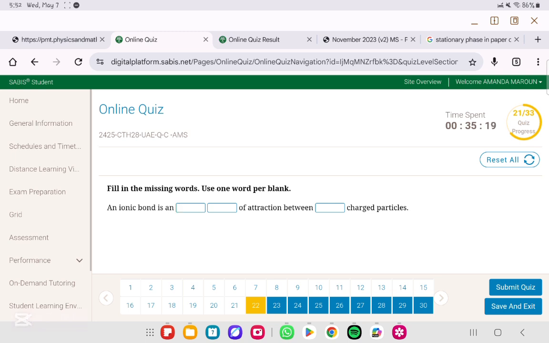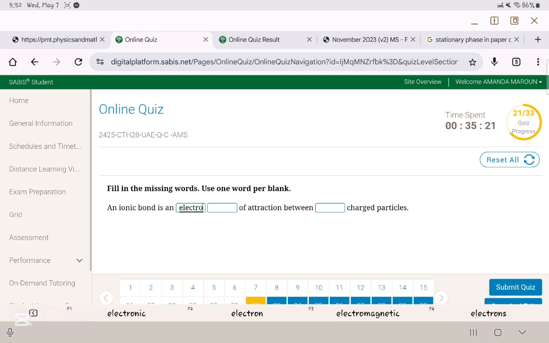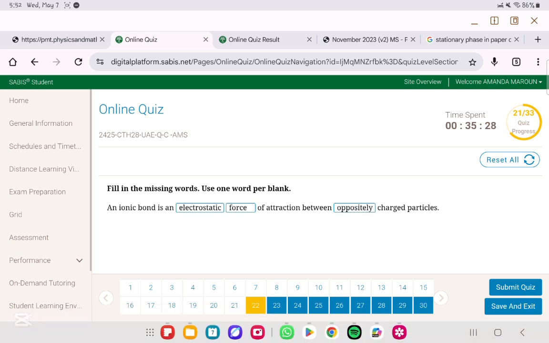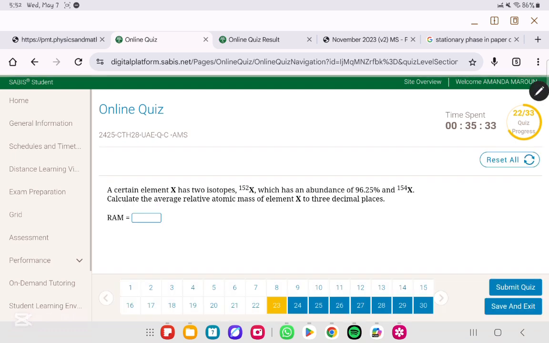Ionic bonding is an electrostatic force of attraction between oppositely charged particles, because you know oppositely charged particles attract. So very simply, this is the definition of an ionic bond. We move on to 23.